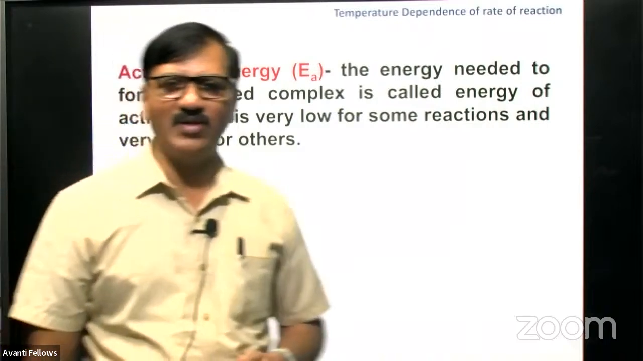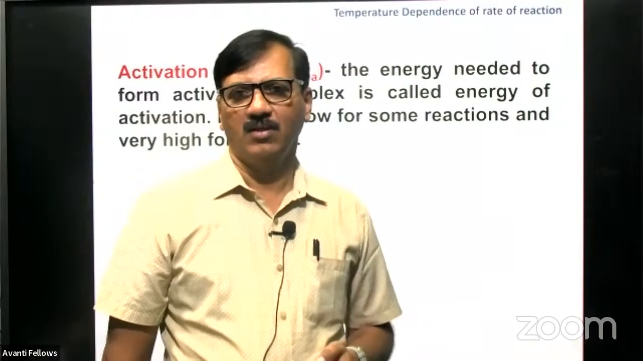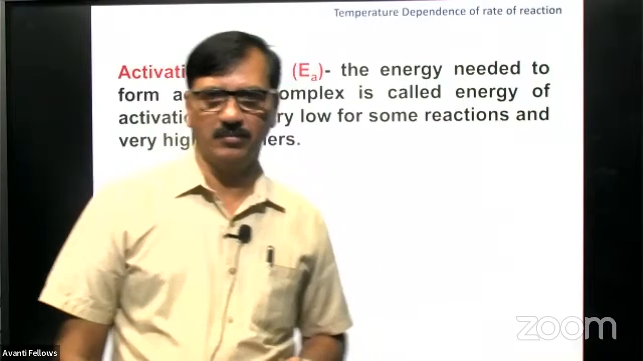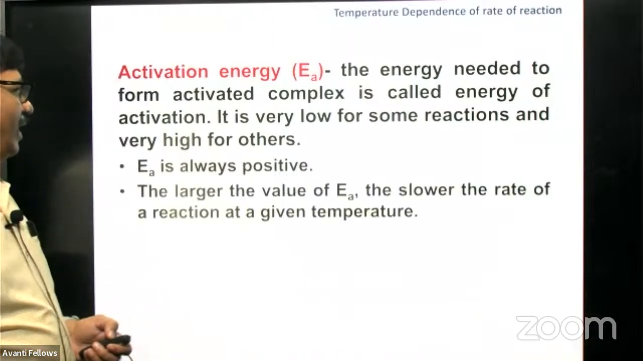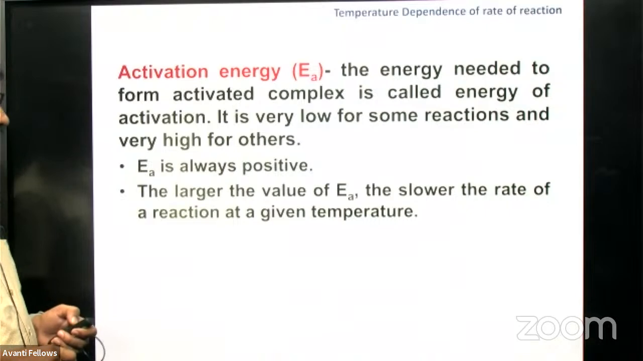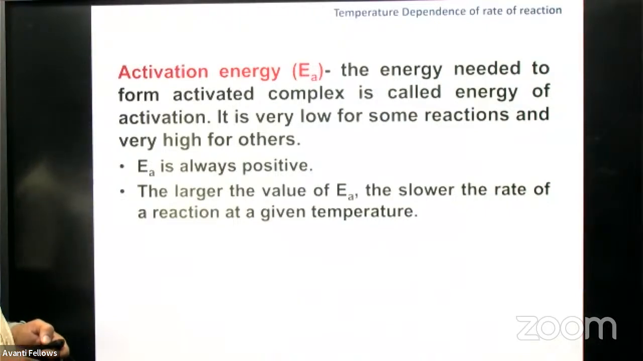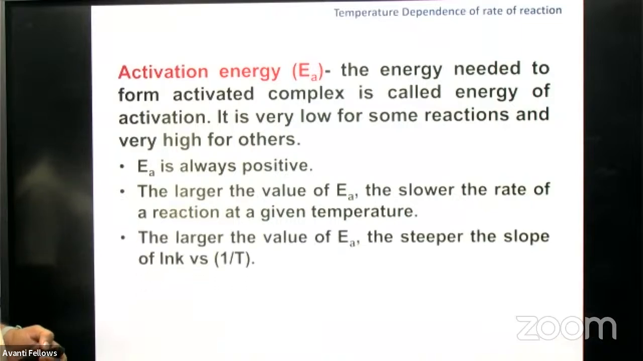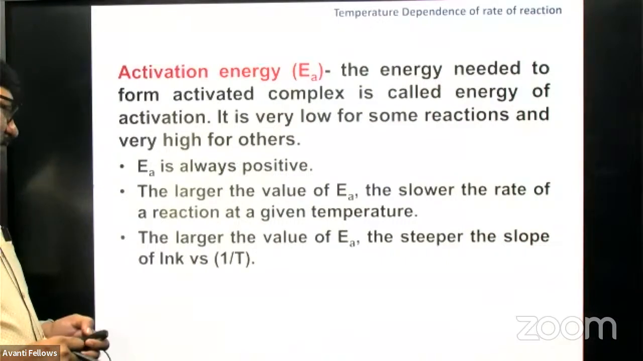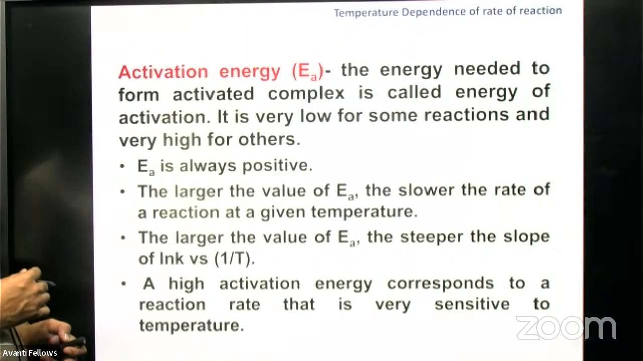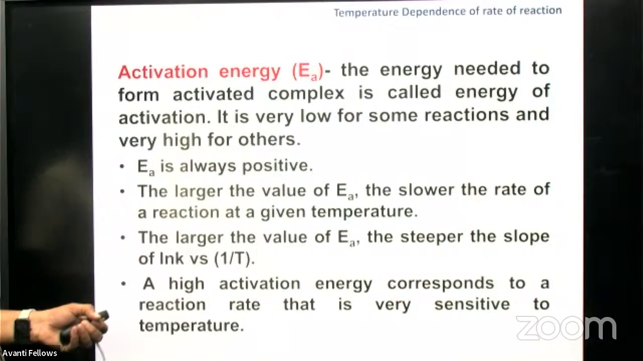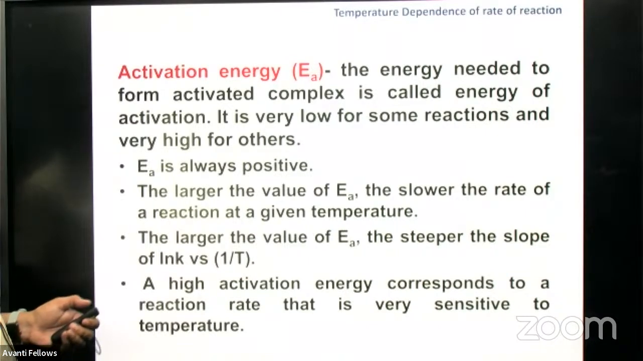What do you interpret if the activation energy is very high for a reaction? If it is very high, then the reaction is not going to happen easily, right? If the activation energy is low, then it is possible. EA is always positive, and the larger the value of EA, the slower the rate of the reaction at a given temperature. These are very important conclusions. The larger the value of EA, the steeper the slope in the ln k versus 1 by T plot. The high activation energy corresponds to a reaction rate that is very, very sensitive to temperature.